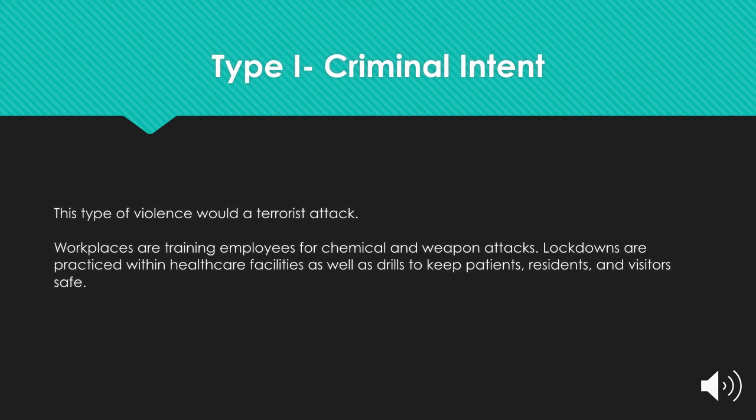Type 1, criminal intent. This type of violence would be a terrorist attack. Places are training their employees for chemical and weapon attacks. Lockdowns are practiced within healthcare facilities, as well as drills to keep patients, residents, and visitors safe if a chemical or weapon attack occurs.